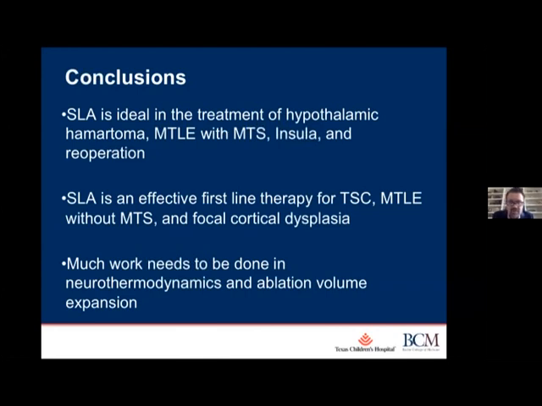And reoperation is great for a temporal lobe, or for any operation with a laser. It may be a good first line for tuberous sclerosis. We're working that out. We've got about 40 patients under our belt, and we're looking at how we're doing. And cortical dysplasia is, of course, a tip of the iceberg phenomenon. It may be a good first try, but really open resection is probably going to be the need there.